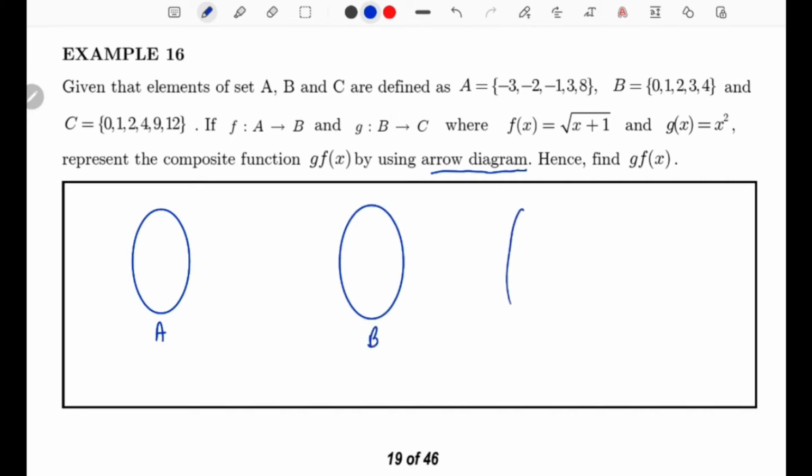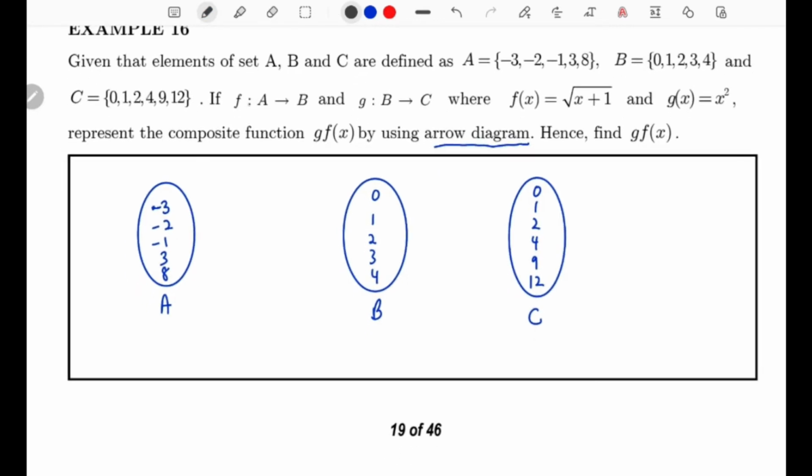B, and C. So we're going to have three different circles, and for A, I'm going to write down all the elements in A, which is -3, -2, -1, 3, and 8. For B, 0, 1, 2, 3, 4. C, 0, 1, 2, 4, 9, 12.